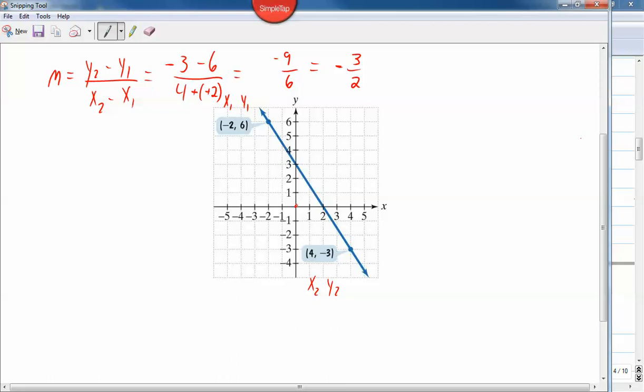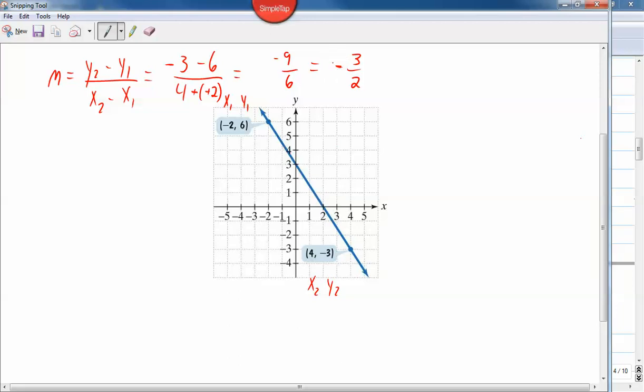From right here, from 0, 0, look at this. 3 over 2. And it's going downhill. So that's a negative 3/2. So I would always use the slope formula though. But you can just see in the graph itself that 3/2 is going on here, and since it's going downhill, it's negative.